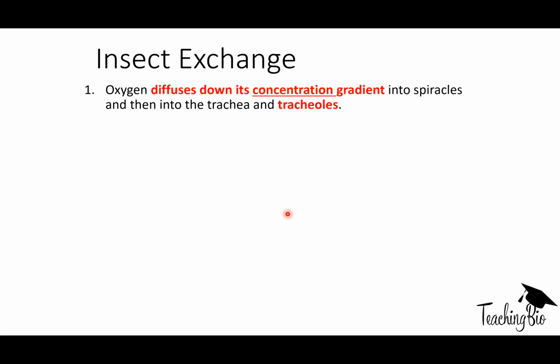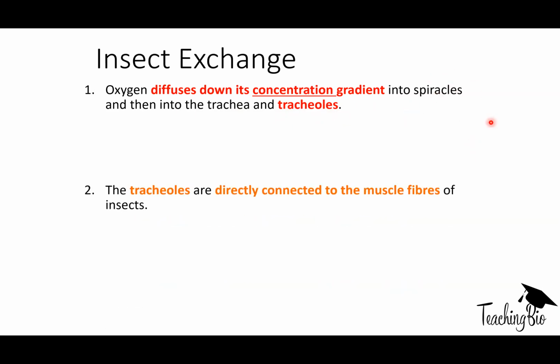Okay, so we're going to go through a summary of insect exchange now, and this is sort of the standard exam answer you should be writing. So oxygen diffuses down its concentration gradient from the outside atmosphere into those spiracles, those openings we talked about, then into the trachea lined with those rings of chitin for support, and then into those tracheoles, which are those smaller branch tubules that connect directly to the muscle fibres and spindles directly.